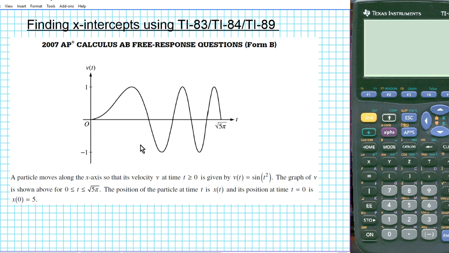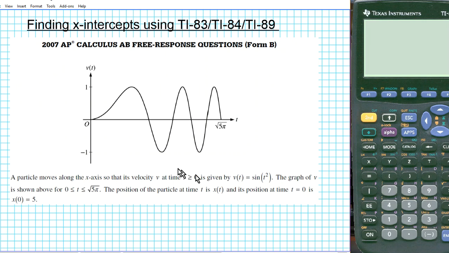So considering this graph above, this is the following condition. It states, a particle moves along the x-axis so that its velocity v at time t greater than or equal to 0 is given by v of t equals sine t squared. The graph of v is shown above for 0 less than or equal to t less than or equal to the square root of 5 pi. The position of the particle at time t is x of t, and its position at t equals 0 is x of 0 equals 5. Okay, so we have the graph of the function right here.